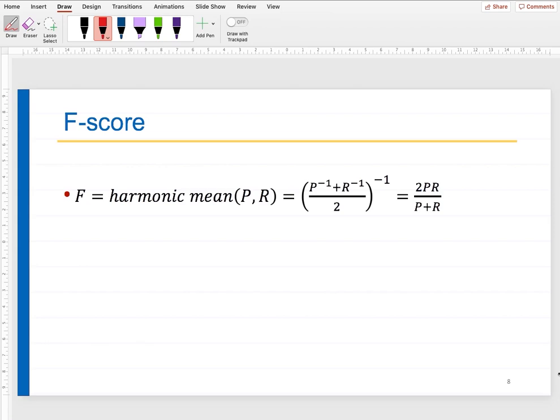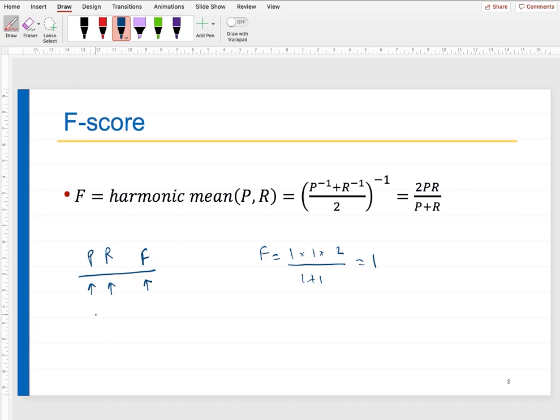Let me tell you the reason. Why do we take a harmonic mean and not anything else? This is my F measure, from precision and recall. If my precision is high and recall is high, F measure will be high. Good. Take an example: let's say my precision is 100%, which means 1. My F will be 1 into 1 into 2, divided by 1 plus 1, which is equal to 100%. So my F measure is also 1.